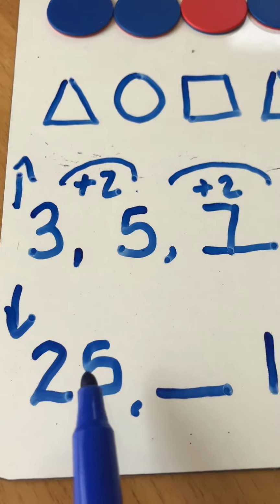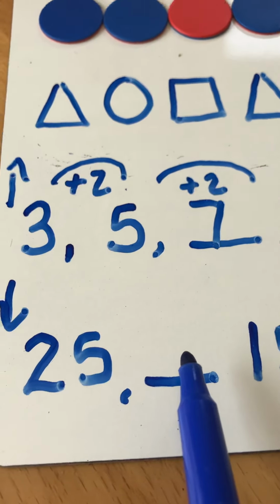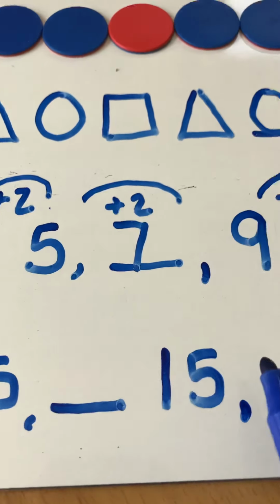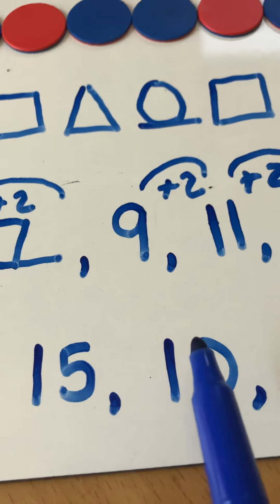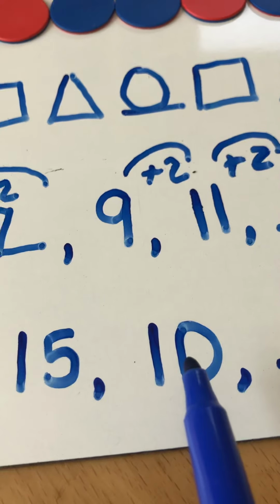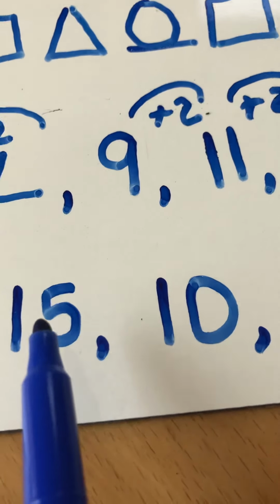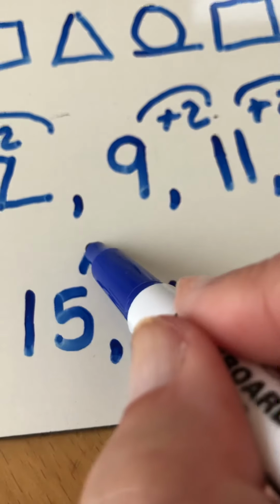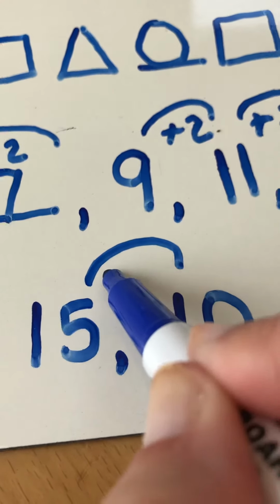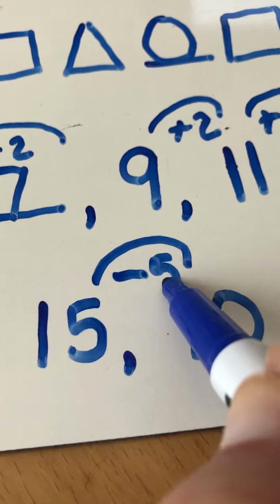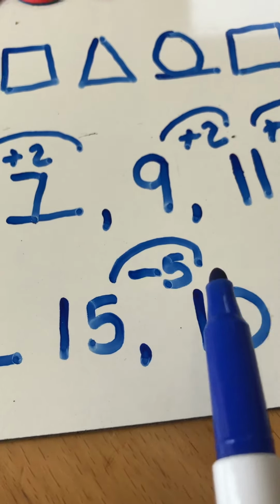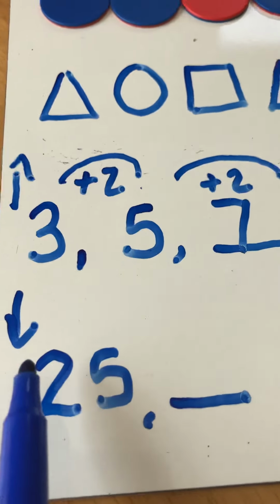Now we need to work out how much they're getting smaller by. So we start with 25, but then we've got a gap. We don't have enough information yet, do we? So let's carry on along the sequence. Then we've got 15 and 10. So what's the difference between 15 and 10? To get from 15 to 10, we take away 5. So that's got smaller by 5.